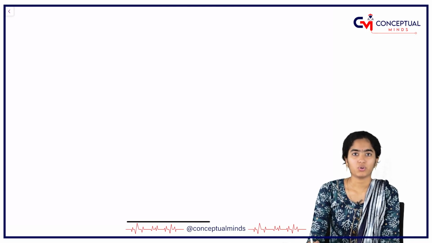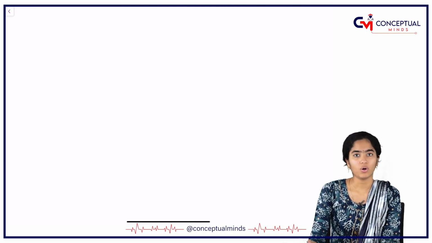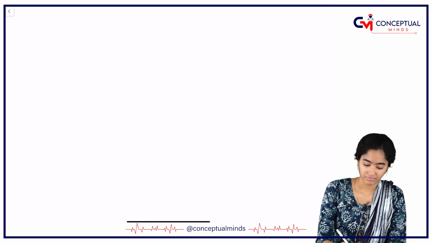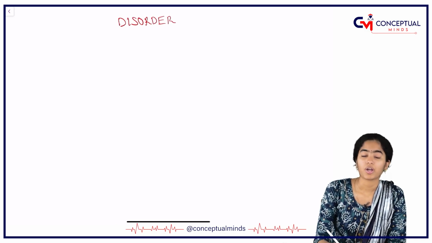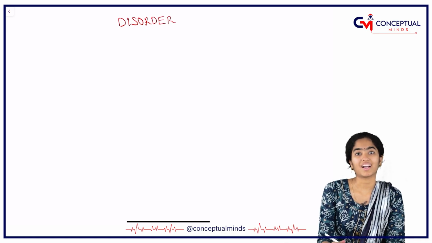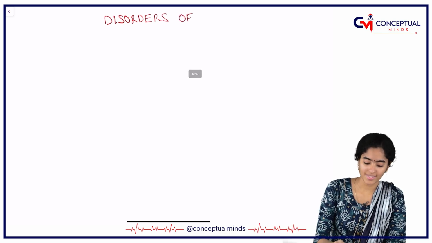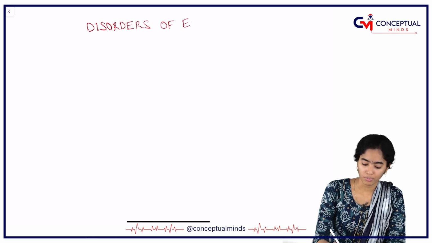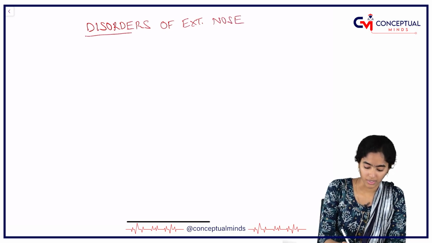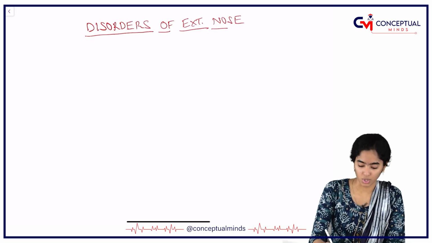In the previous video, we have learnt about the anatomy of external nose. Now in this video, let us discuss about the disorders of external nose. As you all know, external nose is a pyramidal structure that consists of bone in the upper 1/3 and cartilage in the lower 2/3. And also it is lined by skin. I hope you all remember the anatomy properly. Okay. Now let's delve into the disorders.